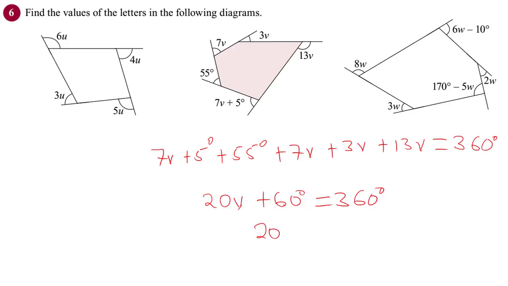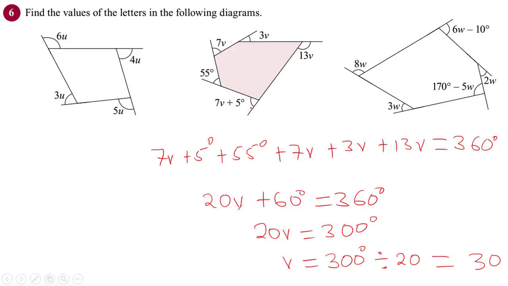Now the next thing you need to do is the opposite to that 60 first, which is going to be 360 take away 60, which is 300. Then you need to find what 1v is. To find what 1v is, you do 300 degrees and you share between 20 because there are 20 there. So the answer is going to be 30. So v is basically going to be 30 degrees.